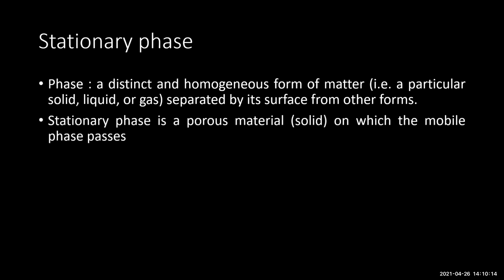So stationary phase here, if it is solid, is a porous material over which the mobile phase will pass. So stationary phase, what is a phase? It's a homogeneous form of matter, either solid, liquid, or gas. It is separated by its surface from other forms. Stationary phase is one where the mobile phase will move. Stationary phase will not be moving, it will be fixed.